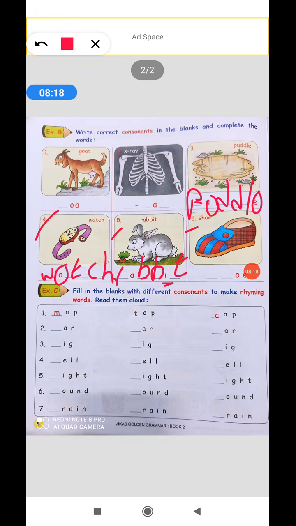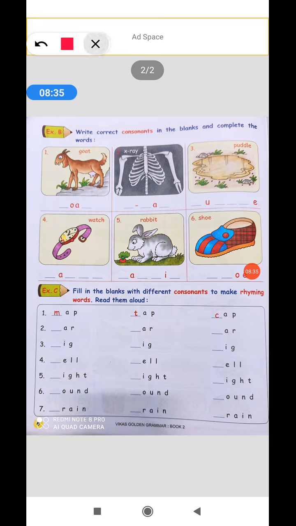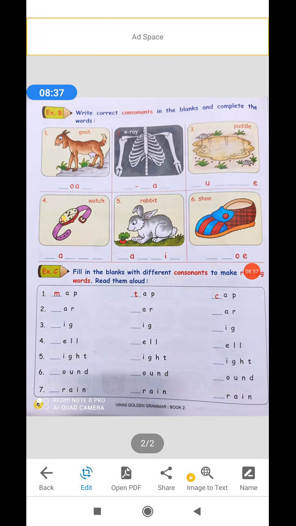Moving to the sixth one. What is this? Shoe. Already O and E, that are vowel letters, are given. So automatically you can find it very easily. You can write S. S is a consonant letter and H is a consonant letter. Hope you all understood very well.